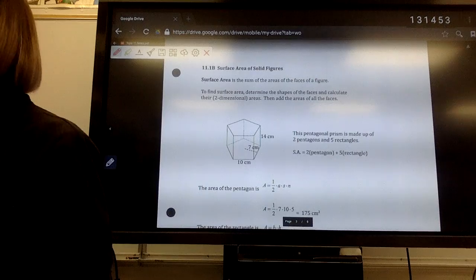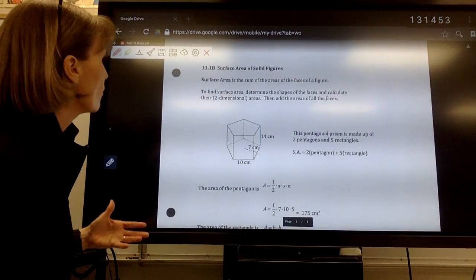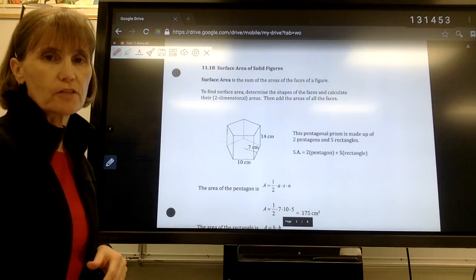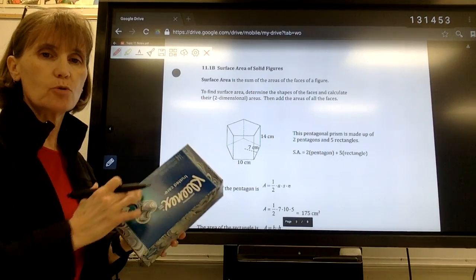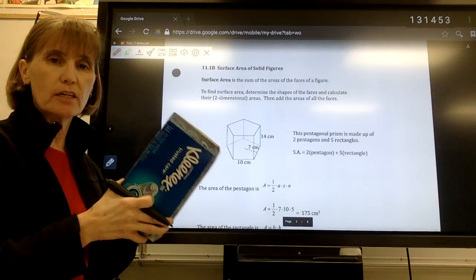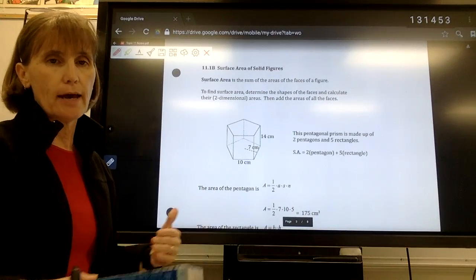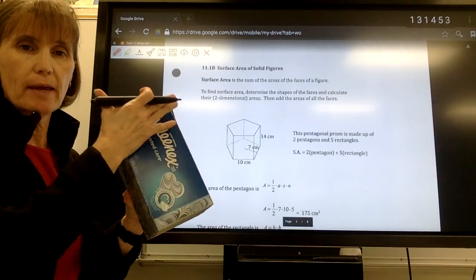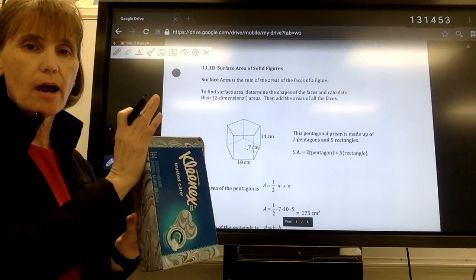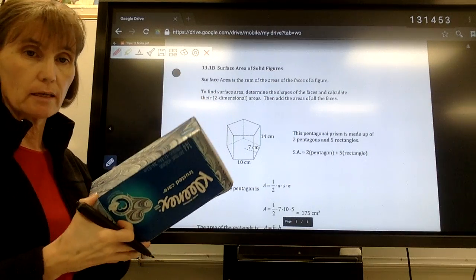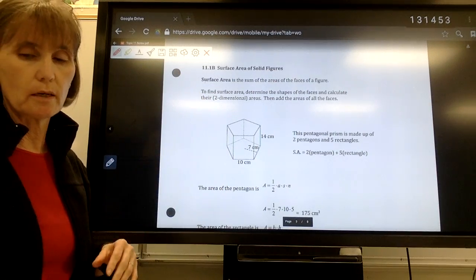Okay, we've got other shapes that we can have. We're going to be calculating surface area today. Now surface area is taking each one of the faces in a solid figure, finding the area of each individual face, and then adding them together to get the surface area. So it's kind of like if I were going to put paper on the outside of this box, how much paper would I need? That would be its surface area. Or if I was going to paint this box, how much paint would I need?